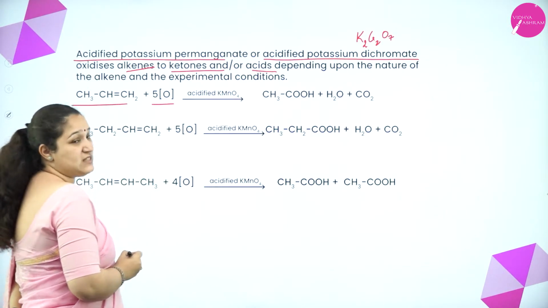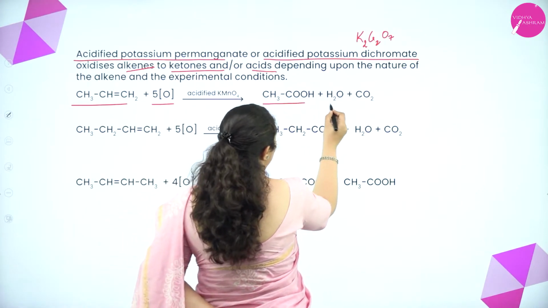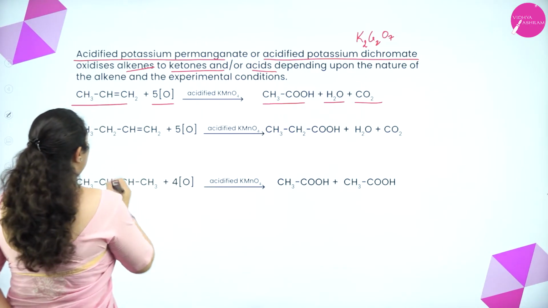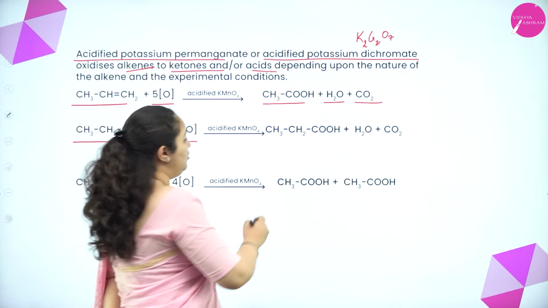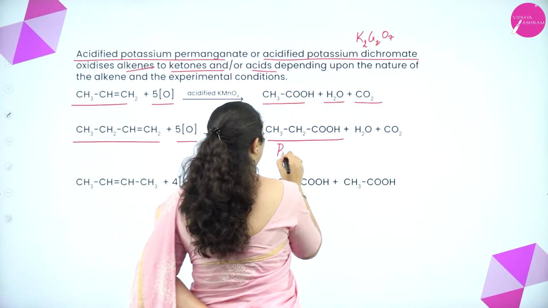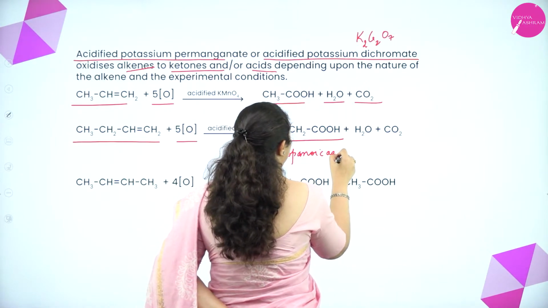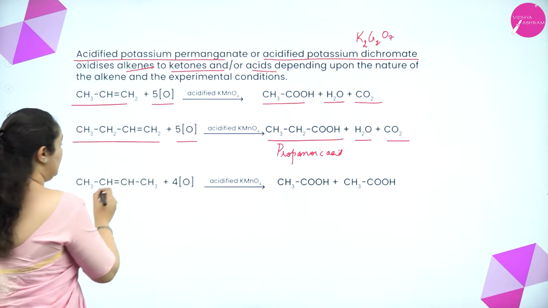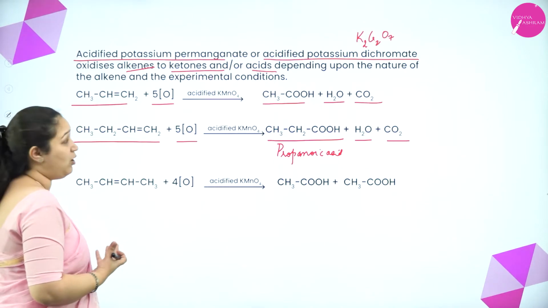Nascent oxygen is taken up from acidified KMnO4 to form acid, water, and carbon dioxide gas is liberated. Similarly, we have taken butene, which again takes up oxygen to form a carboxylic acid, that is propanoic acid, water and carbon dioxide. Similarly, depending on where the double bond is present, the products are formed.